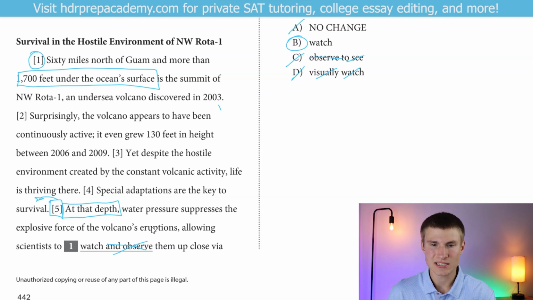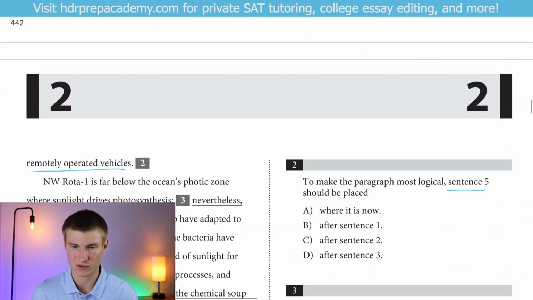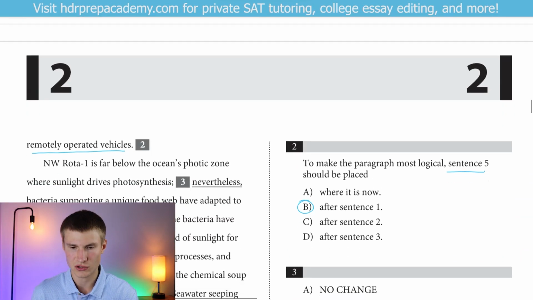Now, like I said, I need a depth to come before where I place sentence 5. I'm going to see if there's any other depths listed in this paragraph. If there's not, then I'm going to have to place sentence 5 after sentence 1. "Yet, despite the hostile environment created by the constant volcanic activity, life is thriving there. Special adaptations are the key to survival." Okay, I see that there's no other discussions of depth, therefore sentence 5 must come after sentence 1. So my answer for number 2 will be answer choice B.